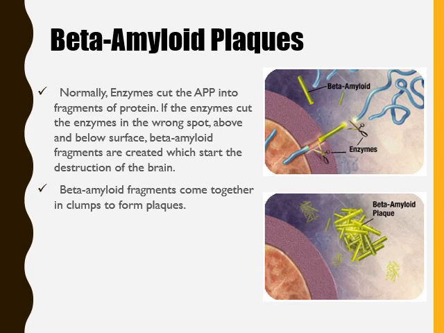So normally enzymes cut it into fragments of protein. If the enzymes cut in the wrong spot, then they start to cause destruction of the brain. So as you can see there, this is just an interruption of the normal pathway of how these proteins are supposed to work in the brain. So when they are interfered with, obviously this is where you're going to see brain dysfunction happen, as you can see here in the pictures.